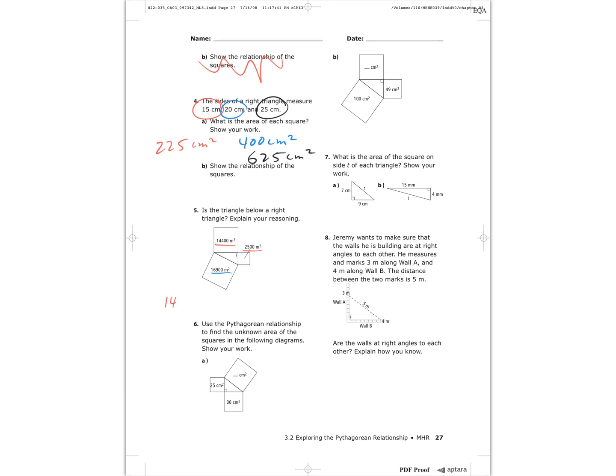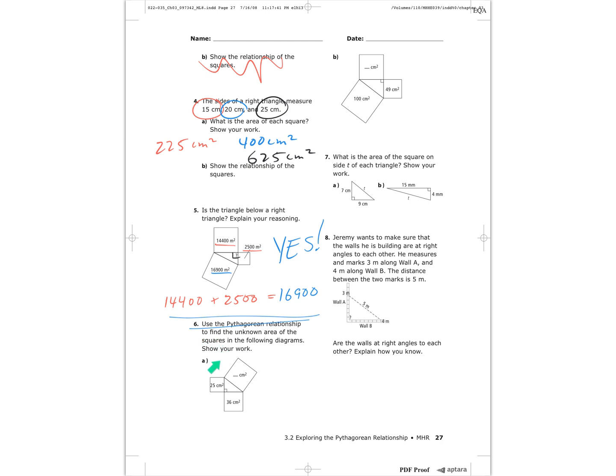So 14,400 plus 2,500. When we add them up, we do get 16,900. So because this relationship exists, yes, it is a right triangle, which basically tells us that this little angle right here is in fact 90 degrees. So we're good to go.